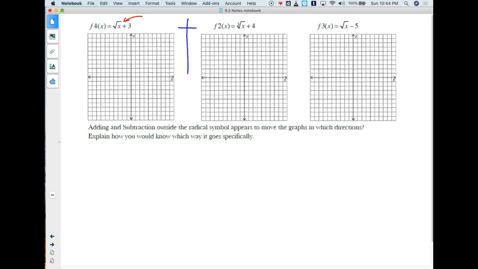So again, if I looked at this, x, y, if I put a 0 in, well, I get the square root of 0 plus 3, I get 3, so I get 0, 3. If I put a 1 in here, the square root of 1 is 1 plus 3 takes me to 4, so I go over 1 up 4. If I put a 4 in there, the square root of 4 is 2 plus 3 is 5, so I go over 1, 2, 3, 4, 5. And then I can see where I go.